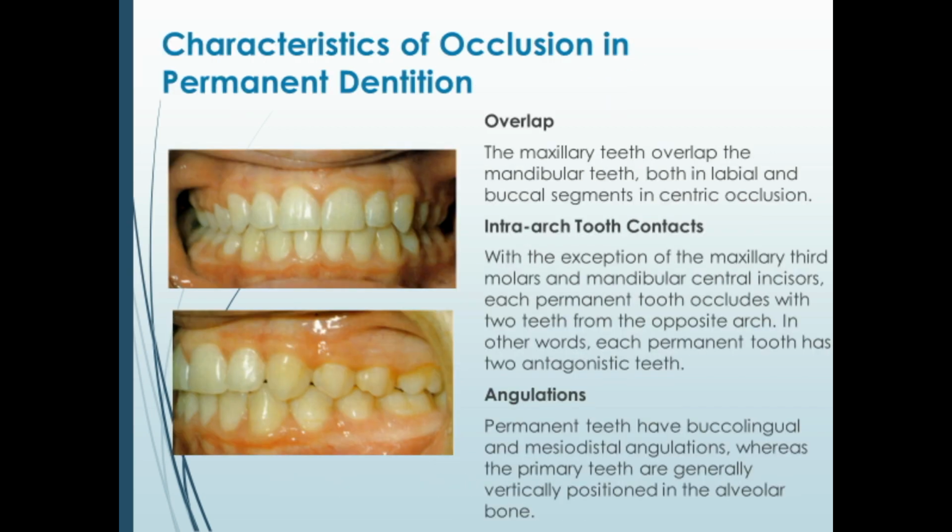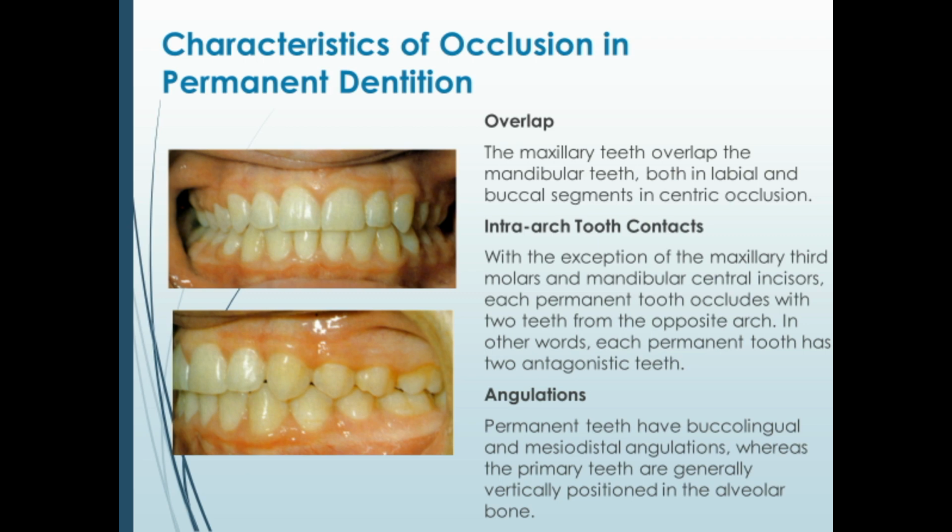Characteristics of occlusion in permanent dentition. Some of the characteristics of normal occlusion in the permanent dentition stage are listed below. Overlap: the maxillary teeth overlap the mandibular teeth both in labial and buccal segments in centric occlusion. Intra-arch tooth contacts: with the exception of the maxillary third molars and mandibular central incisors, each permanent tooth occludes with two teeth from the opposite arch. In other words, each permanent tooth has two antagonistic teeth.